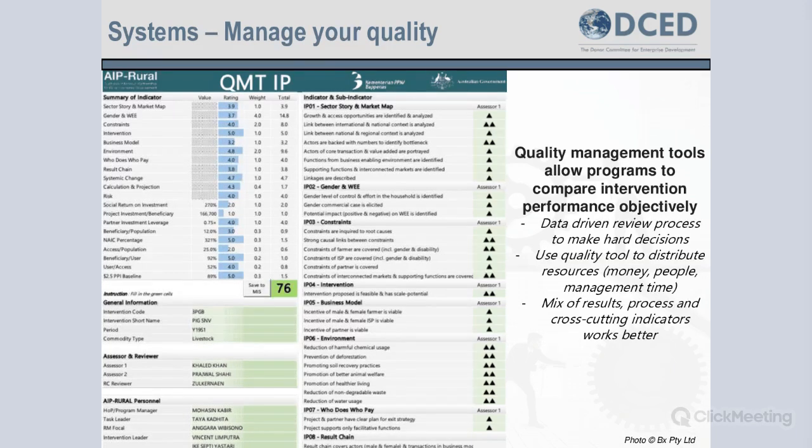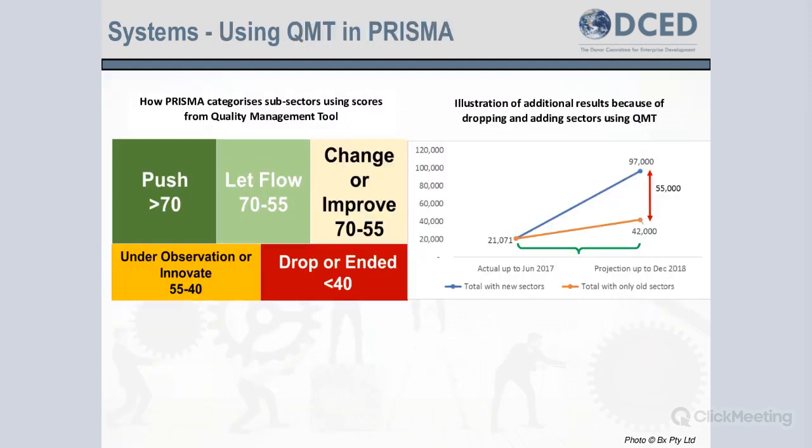These indicators are a mix of our results. It talks about process, and it also talks about cross-cutting issues like gender, environment, and if there's any other cross-cutting issues there. So what we do is, after we get the score, we have this chart of classifying interventions in 5 categories.